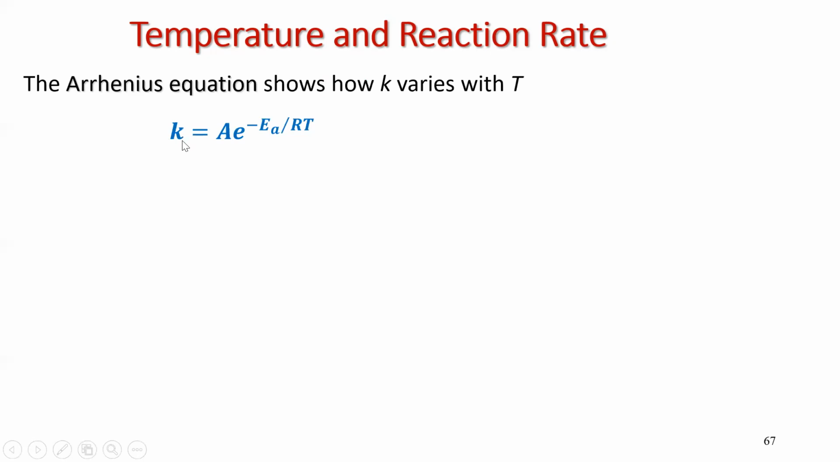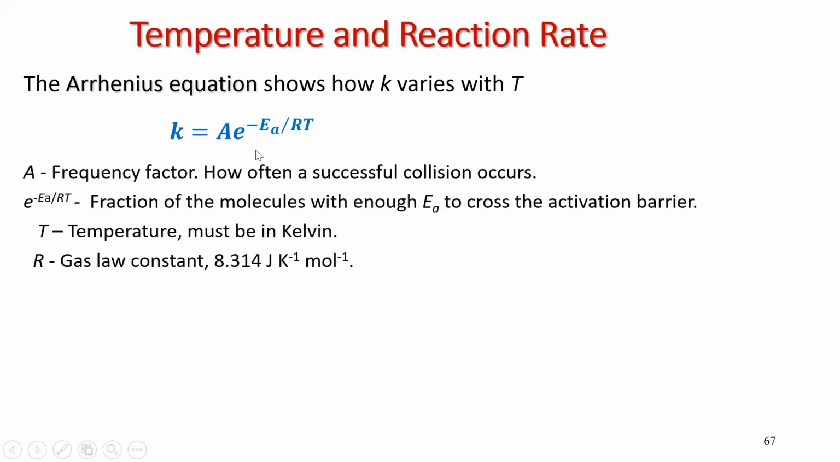And our Arrhenius equation is k equals A e to the negative Ea divided by RT. So let's talk about what all those variables mean. This A here is a frequency factor. It just has to do with how often the reacting particles are actually colliding into each other. And we know that reactions aren't going to take place unless the particles actually collide with each other.